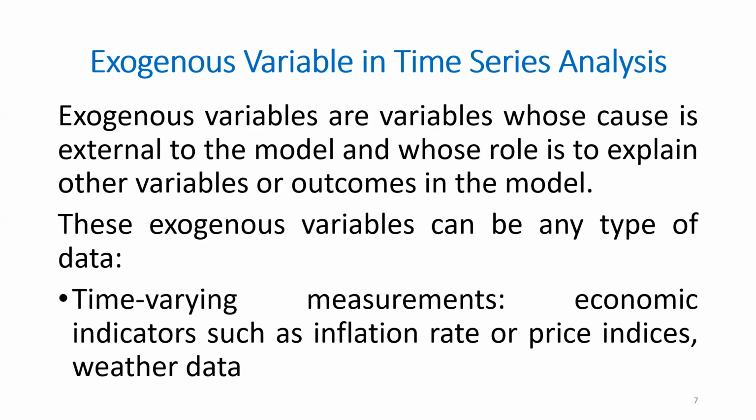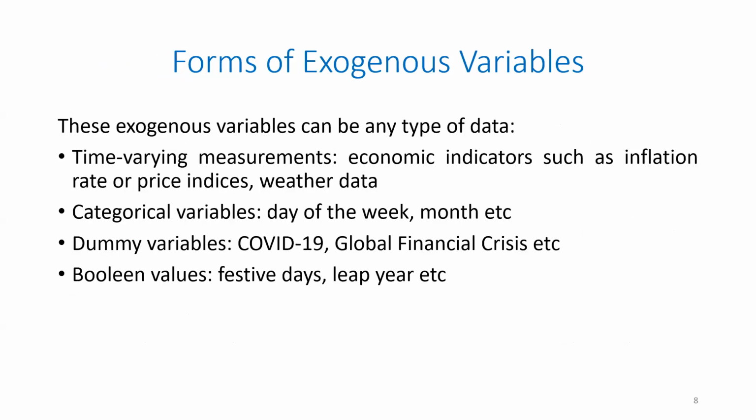On slide 8 now, we can see the way we bring an exogenous variable into this model. We have what are called time-varying measurements, such as inflation. Somebody may want to look at how inflation affects unemployment, or how inflation affects the interest rate. In this case, you are interested in the interest rate, but the exogenous variable comes from the inflation rate. Then we can also bring in a categorical variable. They can also bring in a dummy variable.